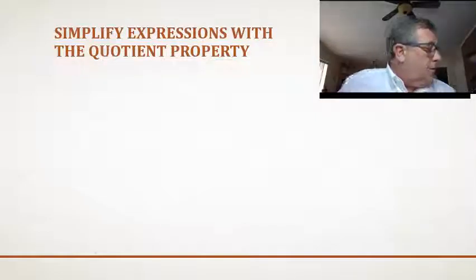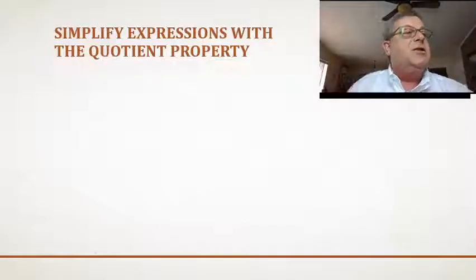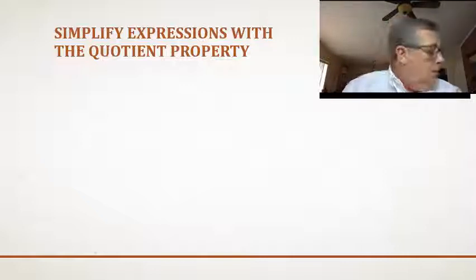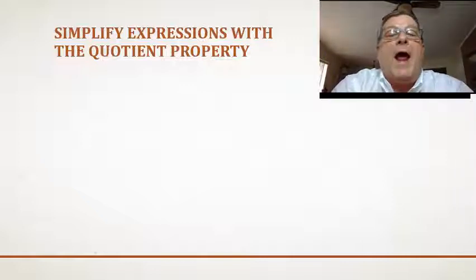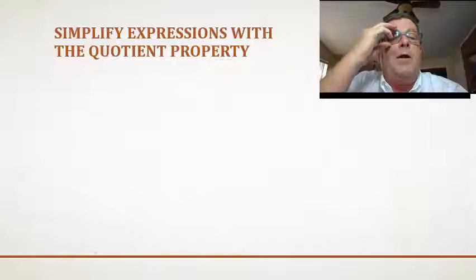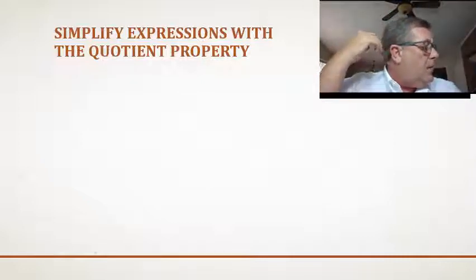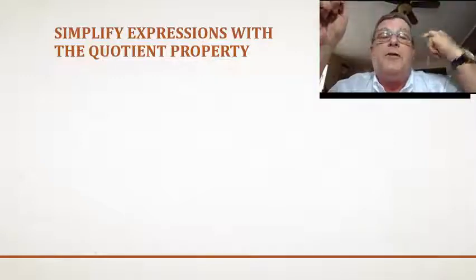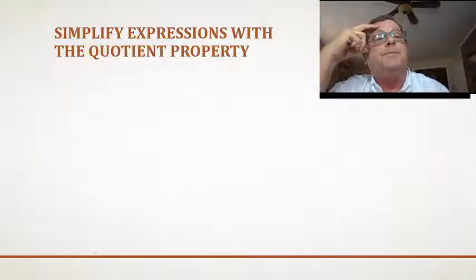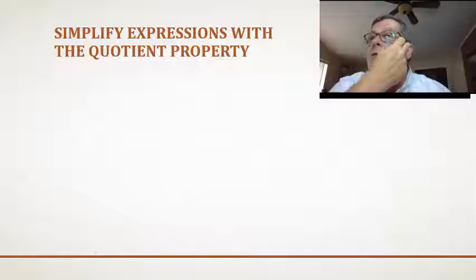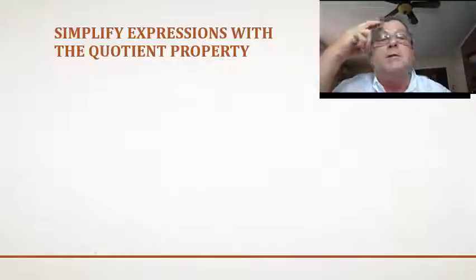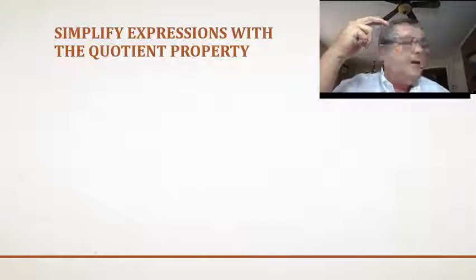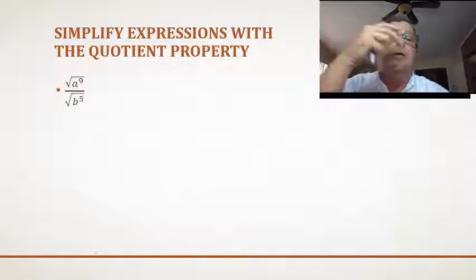Well, we find ourselves in chapter section 6-5, operations with radical expressions. And now we're here at example 2, which we find on page 416 in our textbook. And we're being asked to simplify expressions with the quotient property. And so let's see what we got here. This is guided practice 2A, I believe. Yes, 2A. Again, on page 416 in our textbook.